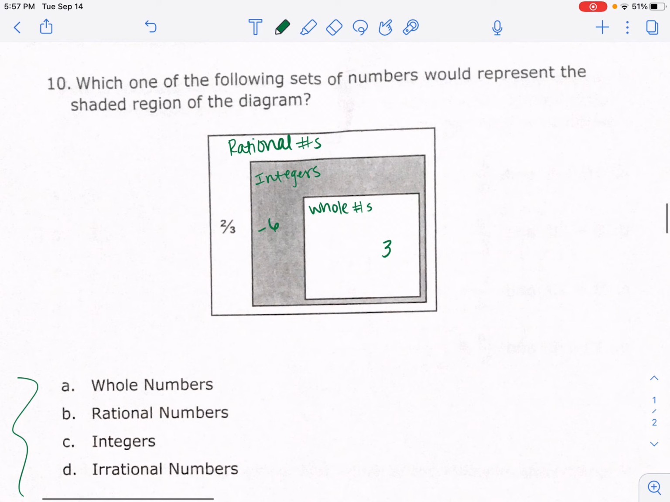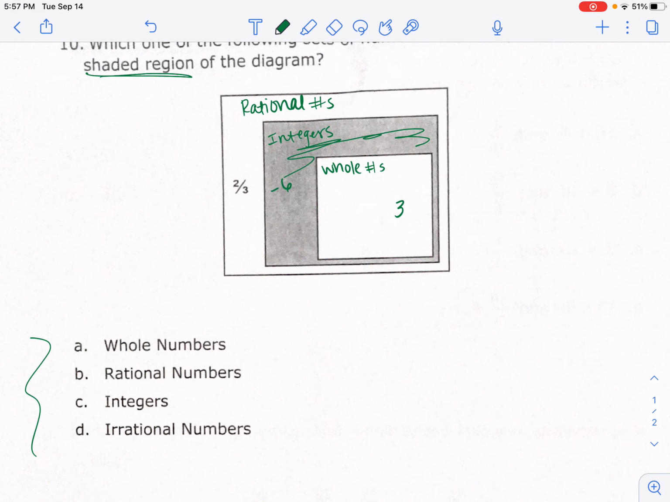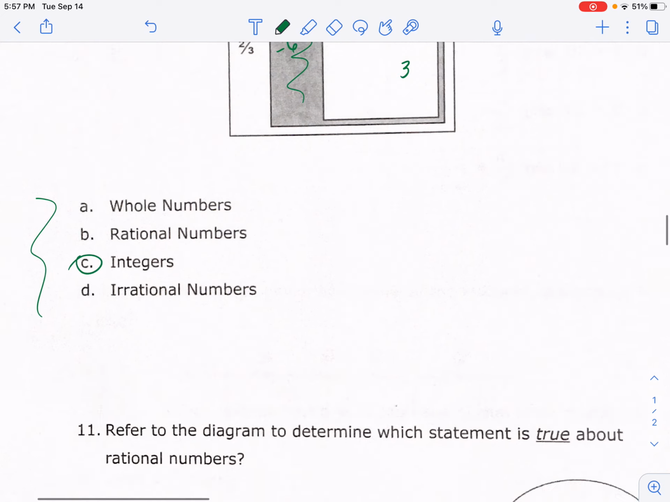All right, and then the shaded part, since we filled out the whole thing, we know that the shaded part, which is this part right there, is integers. So C was the correct answer.